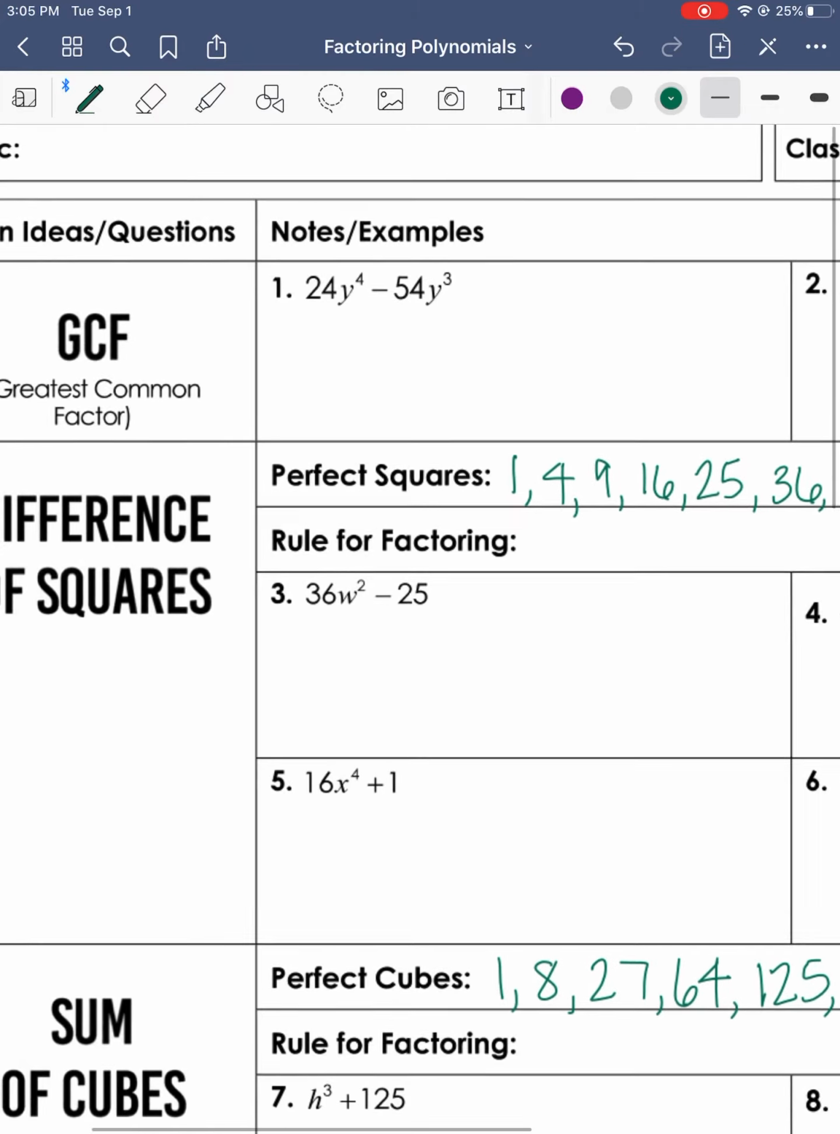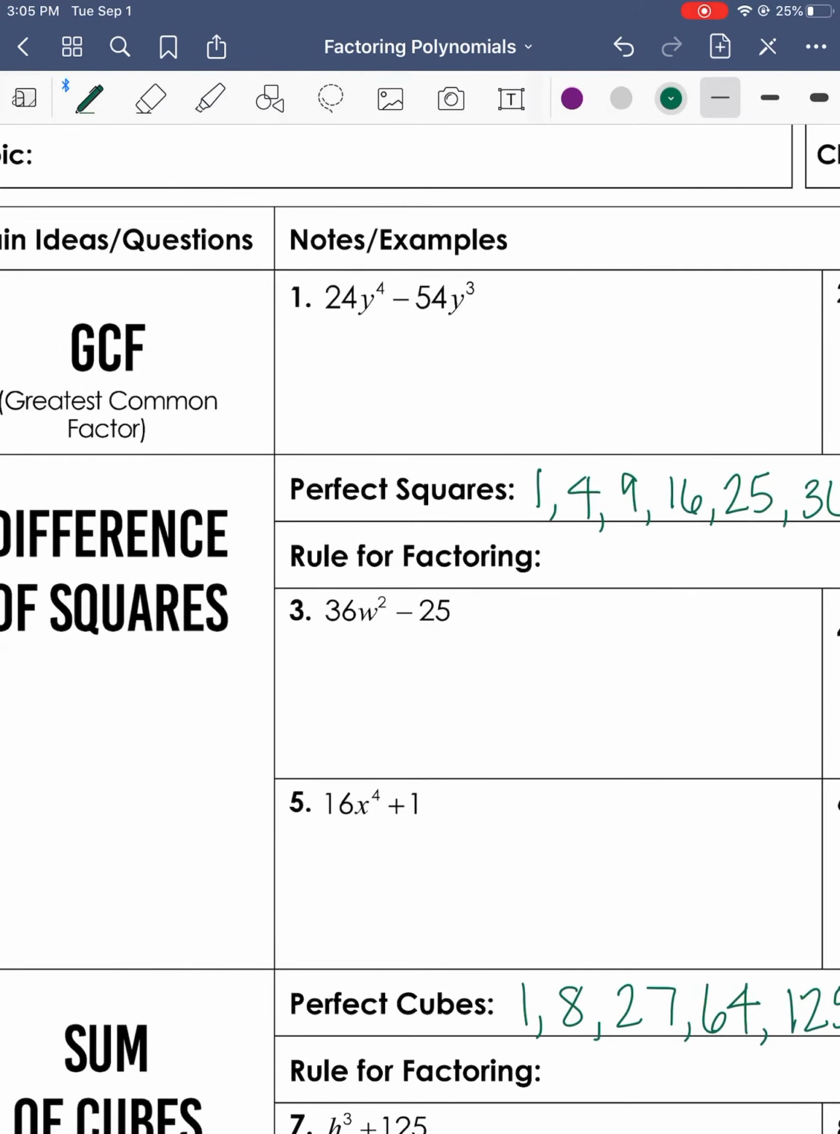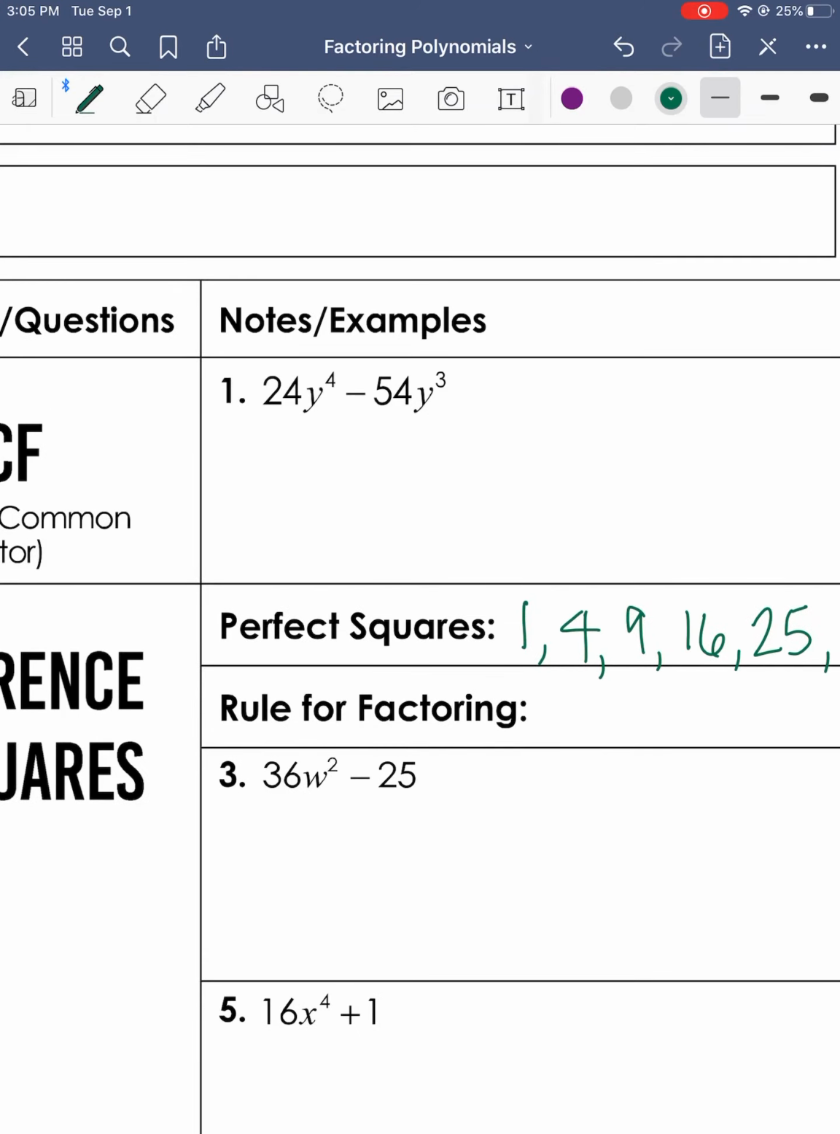Okay, so let's look at the greatest common factor first. What you're doing is you're looking at what types of factors each of your terms share, and you're looking for the biggest one, which is the greatest common factor. Okay, so let's look at this first example here. Let's look at what kind of factors we have that are in both of these numbers, 24 and 54. It looks like our greatest common factor would be 6.